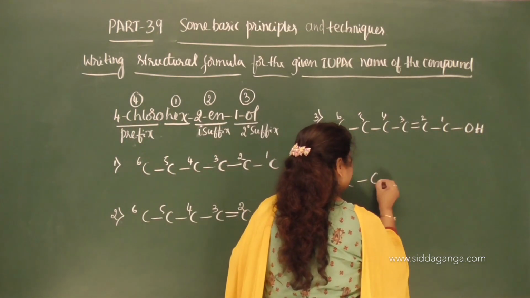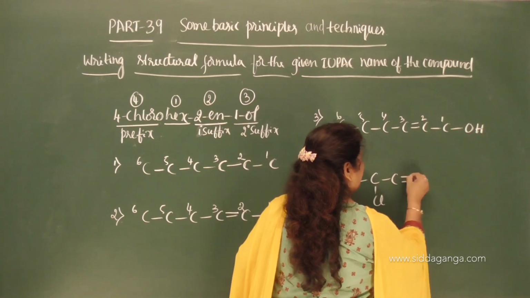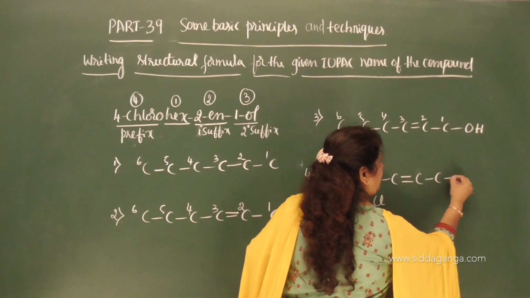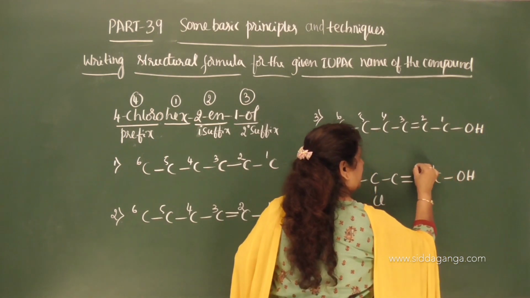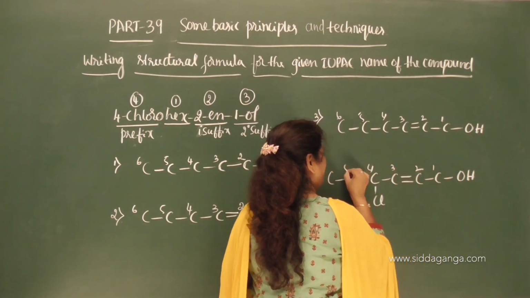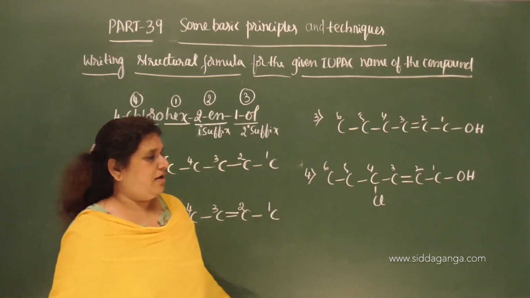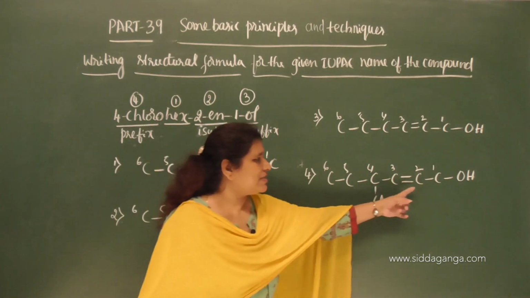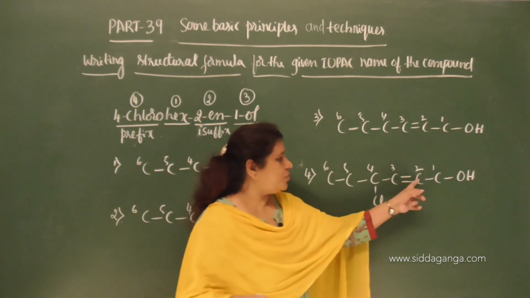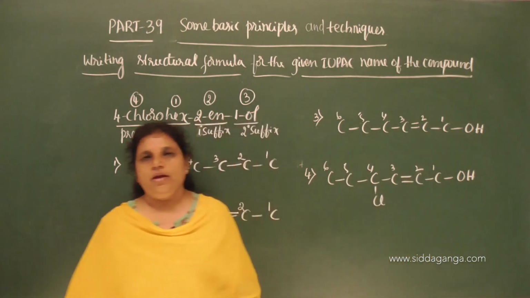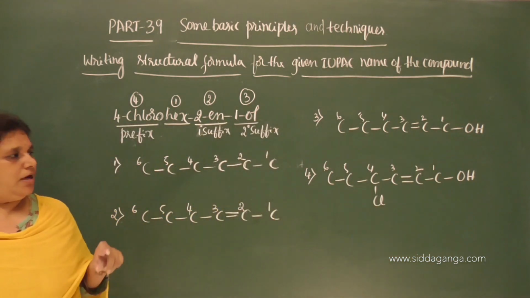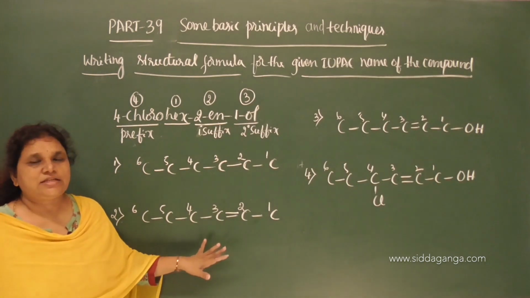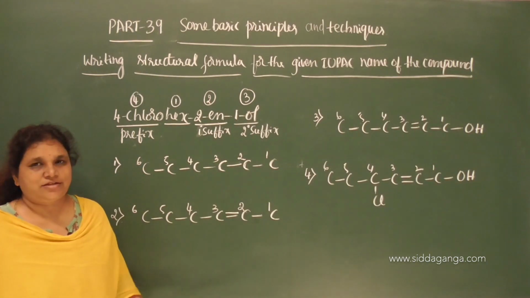So rewrite this, and here we have double bond, and here OH group 1, 2, 3, 4, 5, 6. See here, 4-chloro, hex 6 carbon atoms are there, 2-en-1-ol. So now the positions of all the substituent, functional group and the multiple bonds. So these are the steps we need to follow while writing the structural formula.